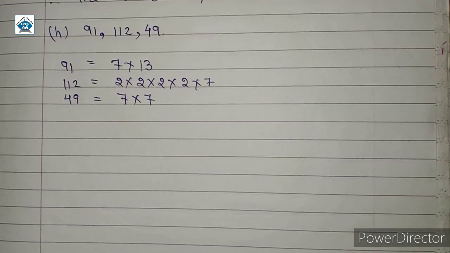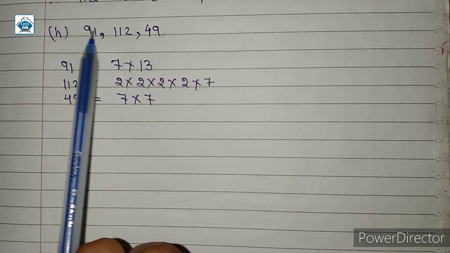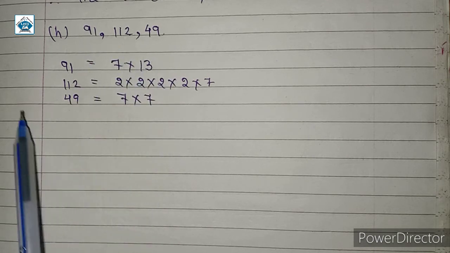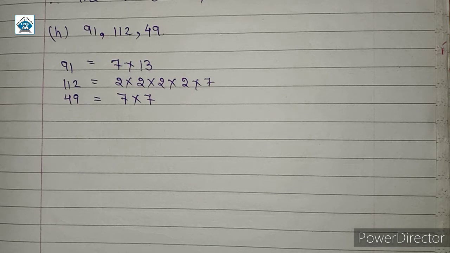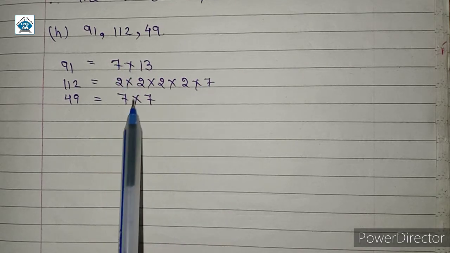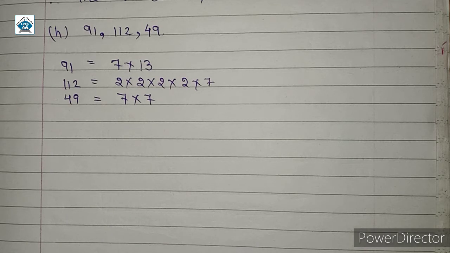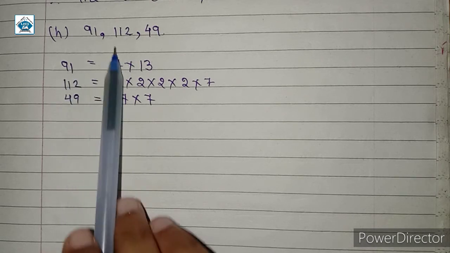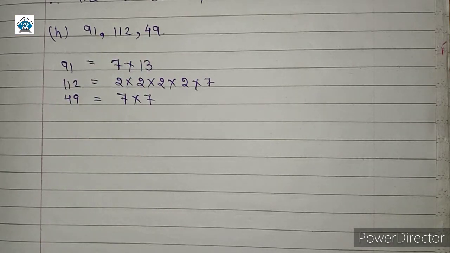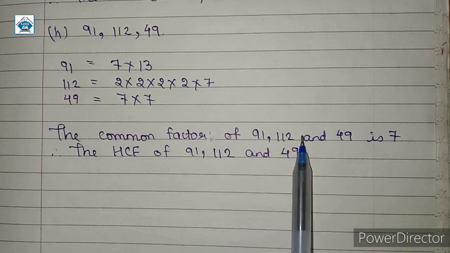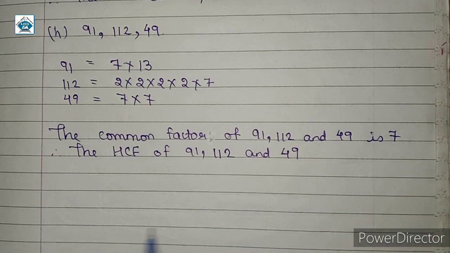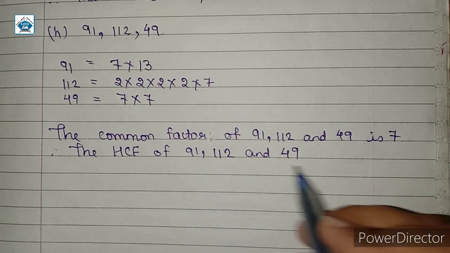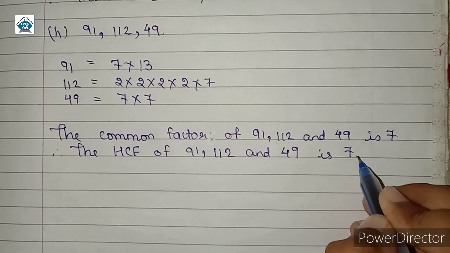So just like sub question G, for finding the highest common factor of 91, 112 and 49, we will first factorize these numbers, that is, find the factors of these numbers, and then we will find the common factor. So here we can observe that the common factor is 7. There is only one common factor, that is 7. इन numbers में और कोई factors जो है वो common नहीं है. Therefore the HCF of 91, 112 and 49 is 7. The common factor of 91, 112 and 49 is 7. Therefore, the HCF of these 3 numbers is 7.